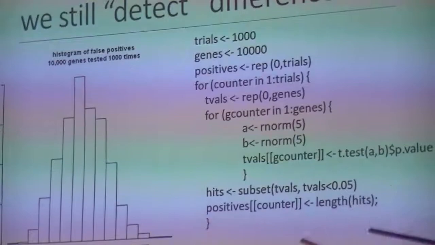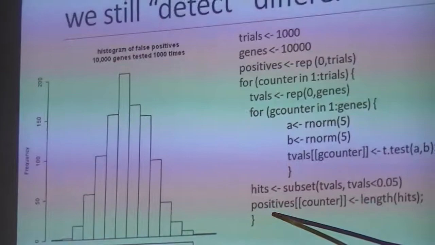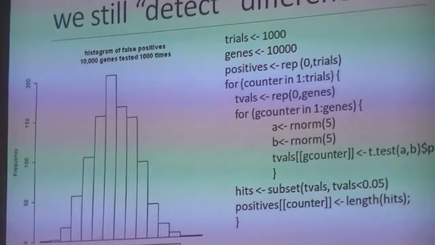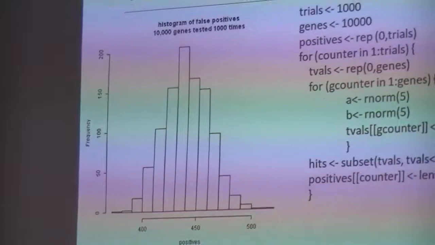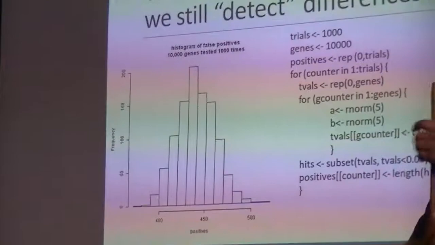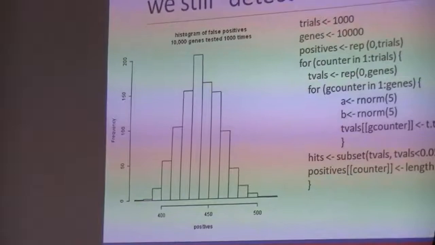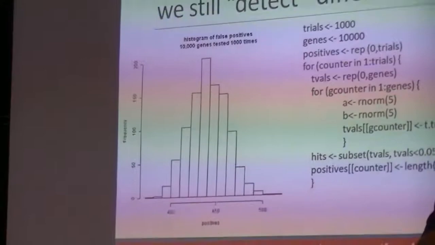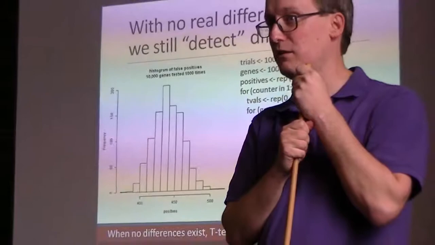So now I'm going to ask, how many positives did I have for this trial out of 1,000? And at the left, I'm plotting the histogram of those. So having done 10,000 t-tests off the exact same distributions, I was able to find about 450 positives by random chance alone when I knew the distributions were the same. I want you to internalize that because I want to protect you from misunderstanding your own data at some point in your lives. There's no real difference here, but the software is able to find differences by random chance alone.